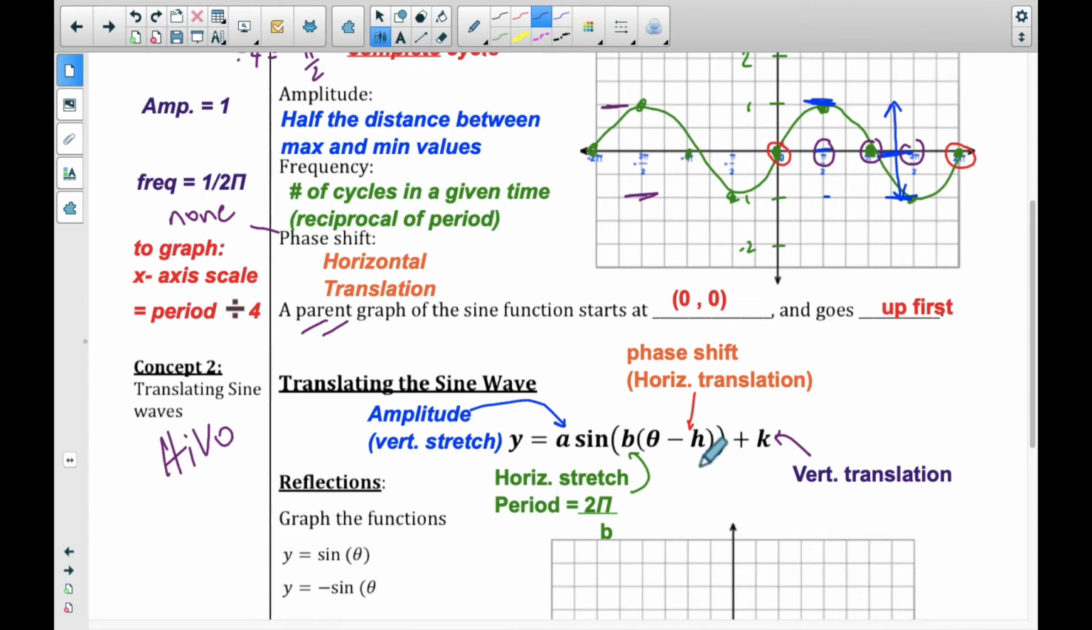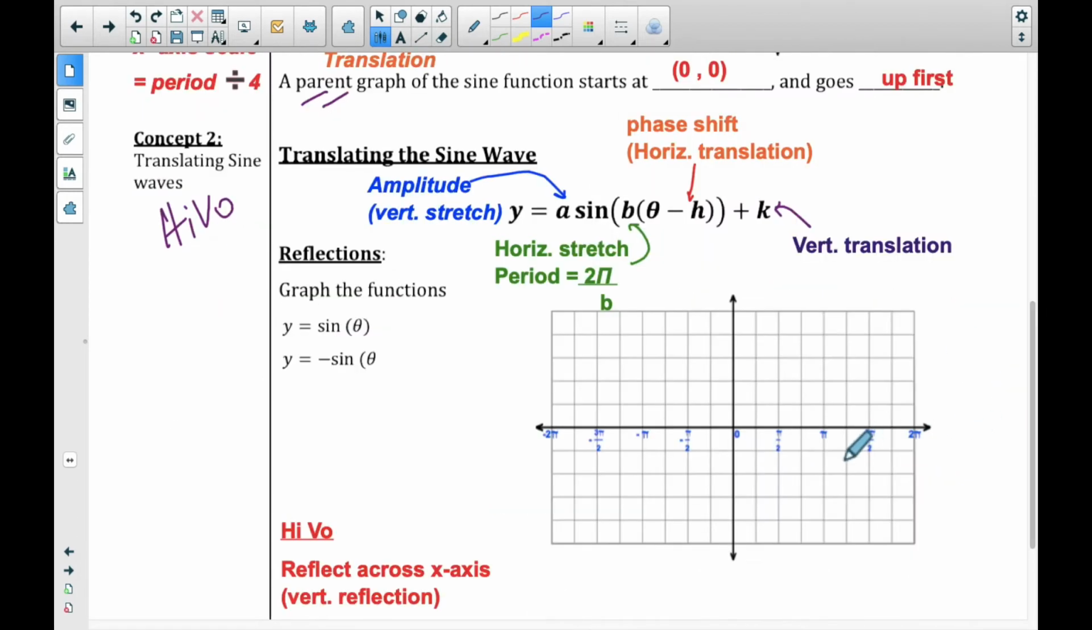Hivo says that the inside is going to be the horizontal translation, and of course it's always opposite because it's negative. And the number on the end is going to be the vertical translation. That is, we could move this whole thing and move it up one and start from there. Okay, let's start looking at some different ways to translate this graph.